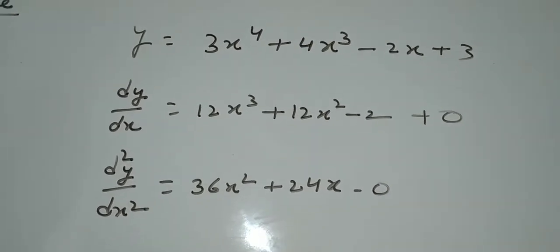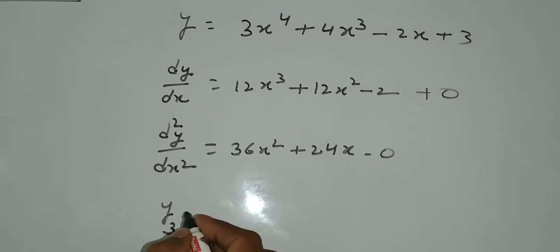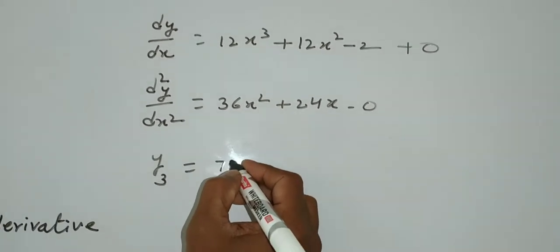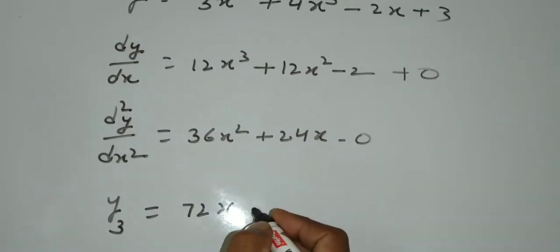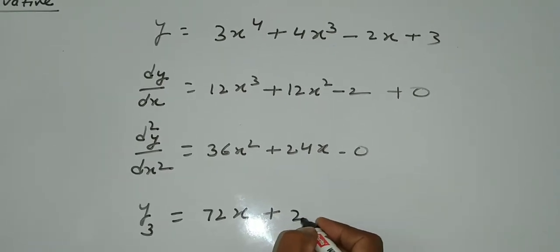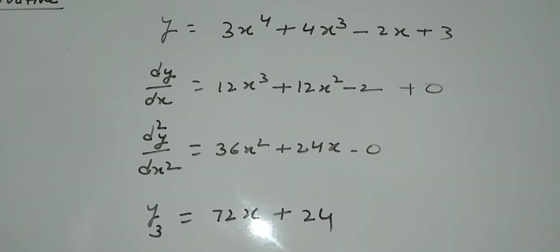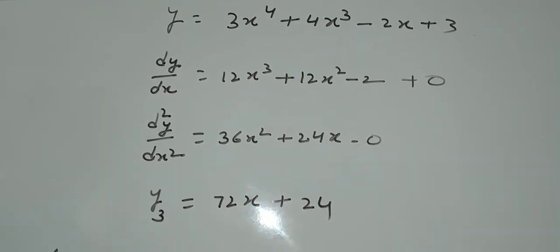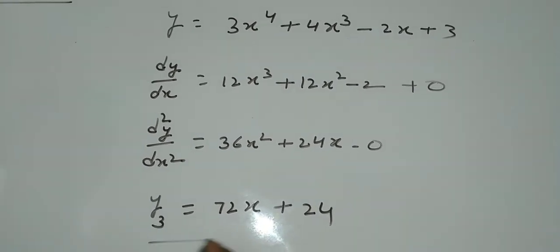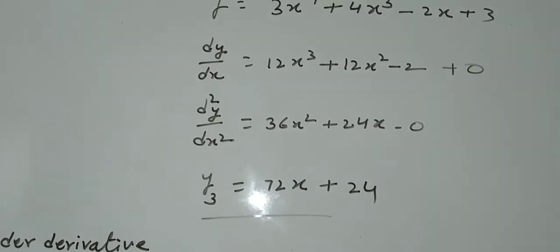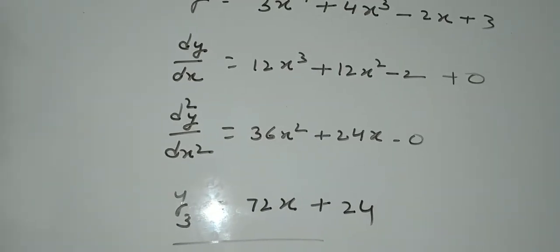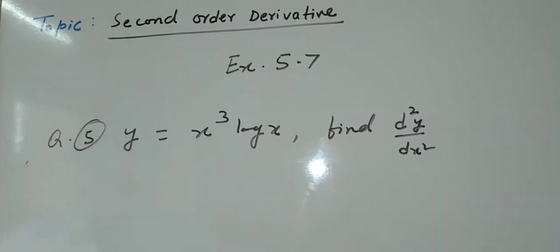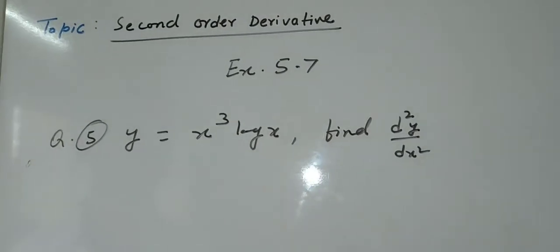In a similar way we can find the third order and fourth order derivatives also. For third order we will write y3 equal to 72x plus 24. But in this exercise we have to confine ourselves to the second order derivative only. So let us come to the questions of our exercise, exercise 5.7.